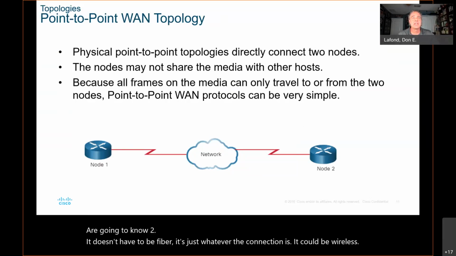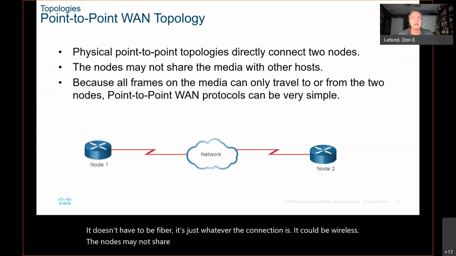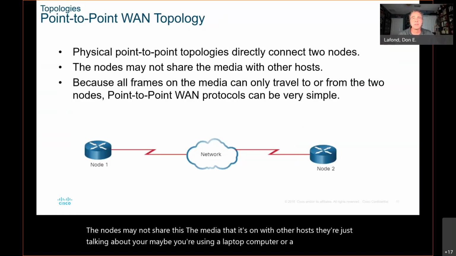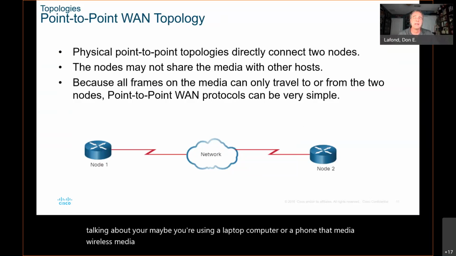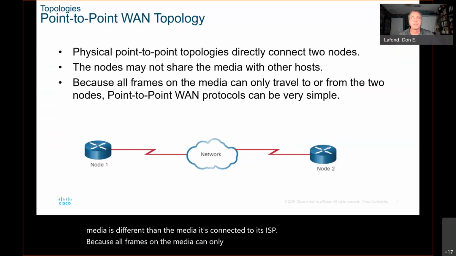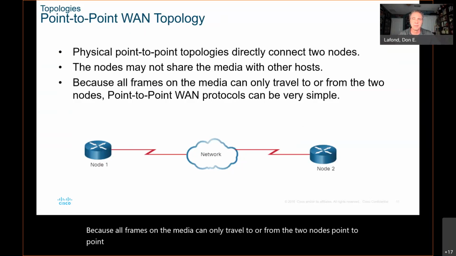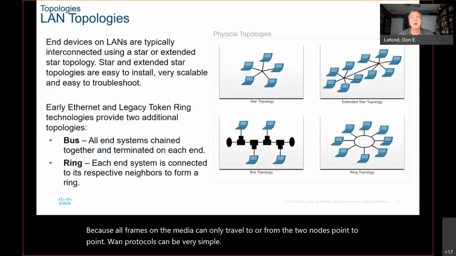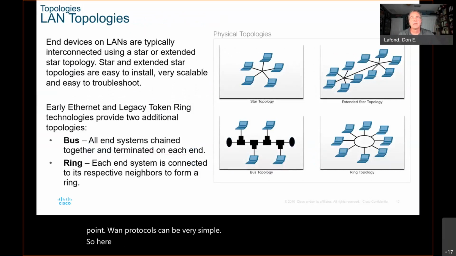The nodes may not share the media that it's on with other hosts. They're just talking about maybe you're using a laptop computer or a phone. That media, wireless media, is different than the media it's connected to its ISP. Because all frames on the media can only travel to or from the two nodes, point-to-point WAN protocols can be very simple. Now, here are some LAN topologies.